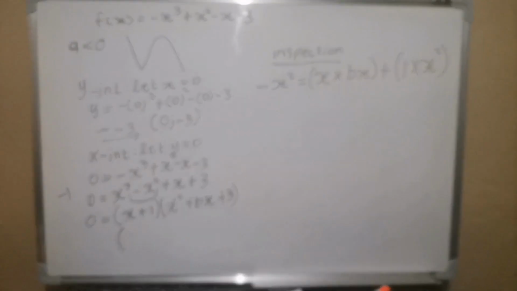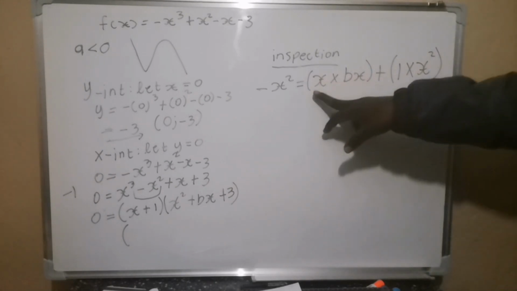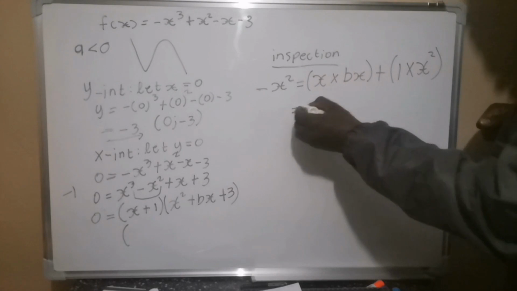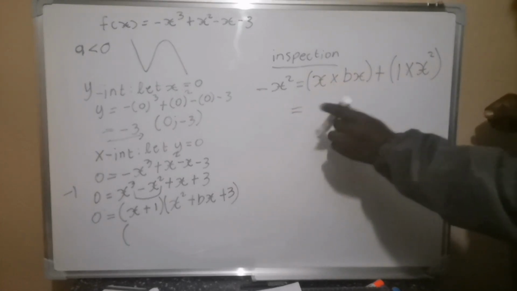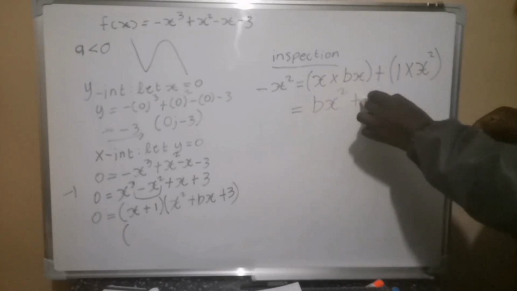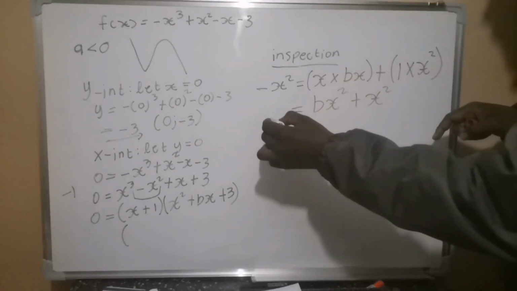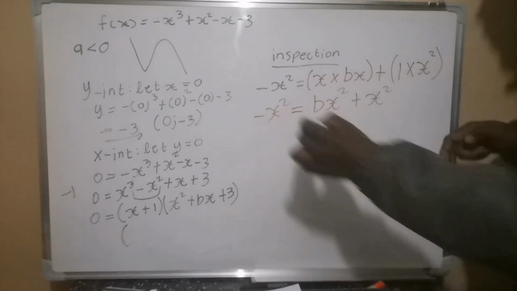So how do I solve for b in this case, guys? I need to solve for b. So I'm going to say x times bx. x times x is x squared here. So I'm going to have bx squared here plus 1 times x squared is x squared here. So I'm going to be left with, on this side, negative x squared here.